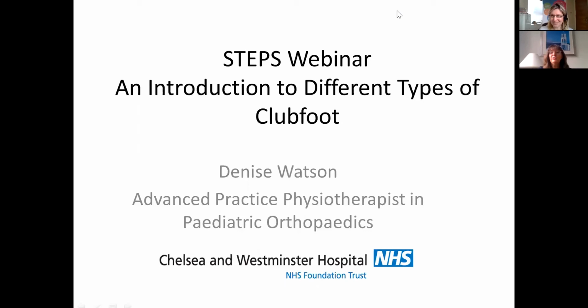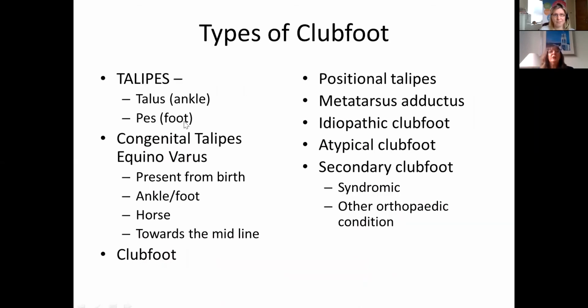So what I've tried to do with this presentation is just simplify, explain some things, and use some pictures to illustrate the differences between the different types of clubfoot. So first of all, there are different terms that might be used when your baby is diagnosed with clubfoot.